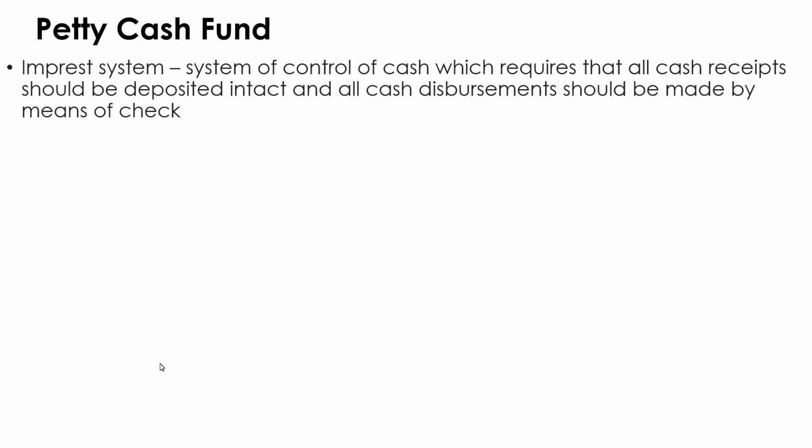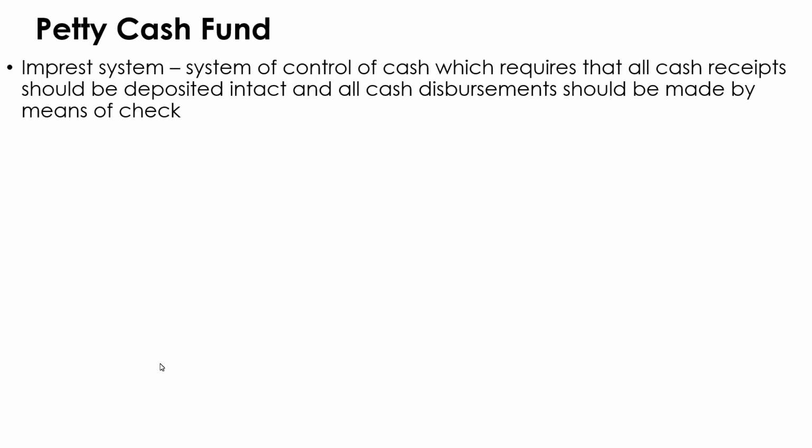So, let us now go on to petty cash fund. One of the internal controls in the business is the imprest system, which means that when you have cash receipts, they should be deposited intact. And if you are making cash disbursements, they should be made by means of check.